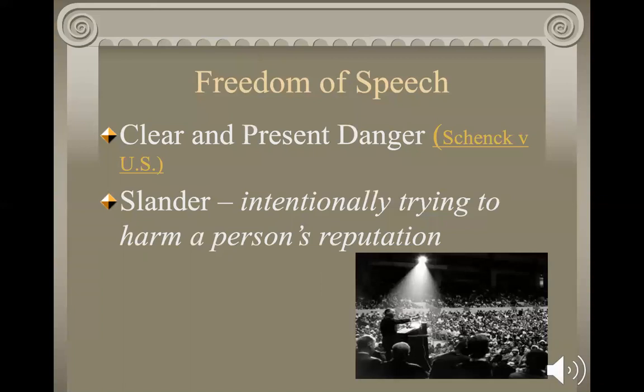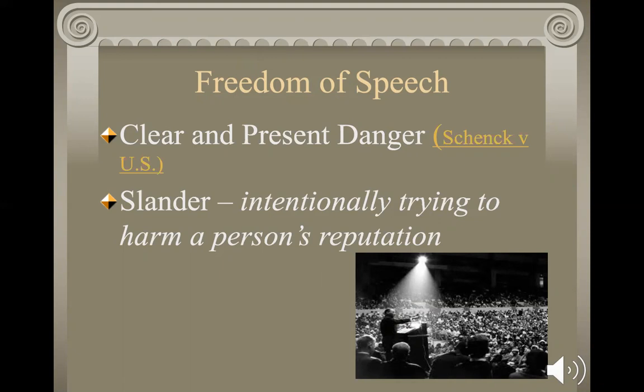So, for example, you cannot yell fire in a theater. That would be considered illegal because you are putting people in danger by causing a panic. The court case that's attached to the slide is Schenck versus the U.S., and this was during World War One, and you had people handing out pamphlets claiming that the draft that our country had in place violated the 13th Amendment, which talks about involuntary servitude.